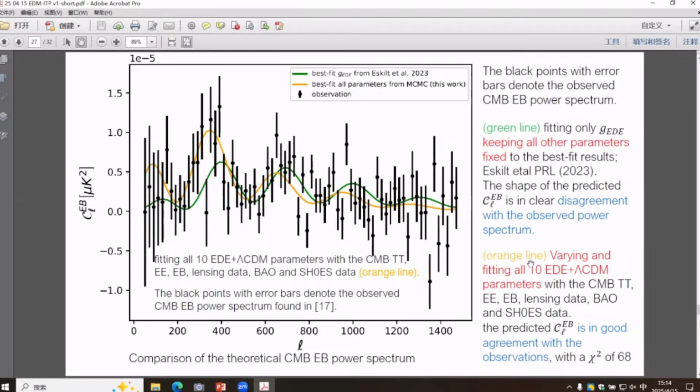Yes, related to the question. Here we see that to make a clear conclusion, the quality of the data, in particular the EB spectrum, is very important. You see the present data, the error bar is so huge. We cannot make a clear conclusion. So do you know when the new data will be released in the future? Maybe any plan?